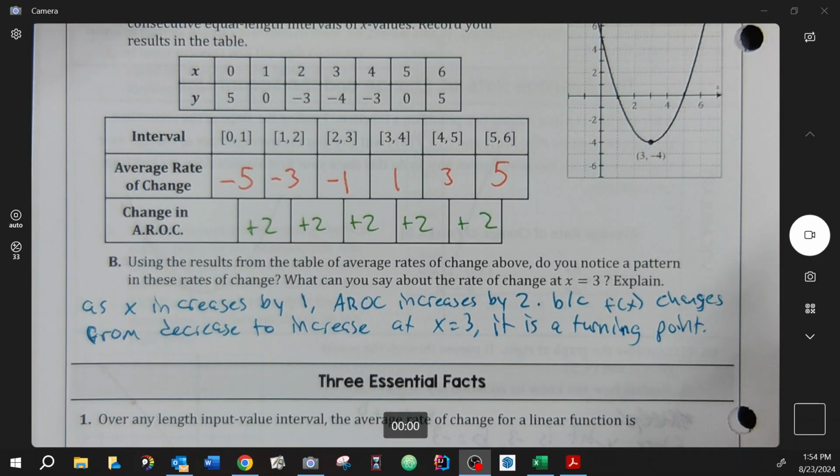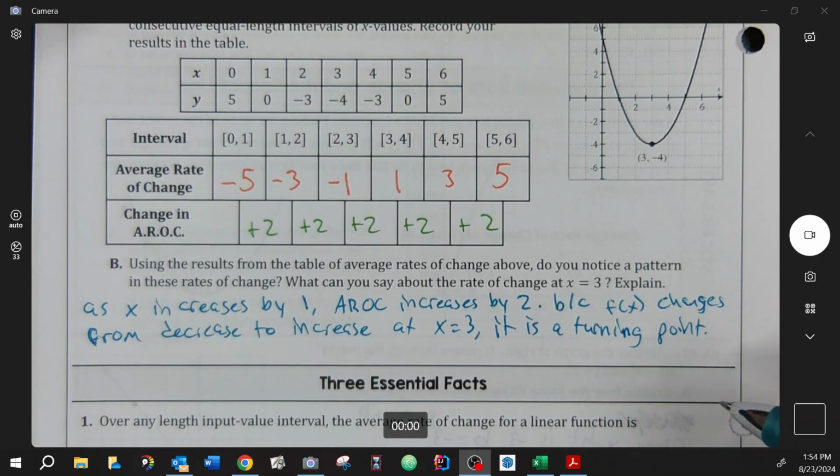So when you're decreasing, what kind of average rate of change do you have when you're decreasing? Negative. And what kind of average rates of change do you have when you're increasing? Positive. And if you're going to go from negative numbers to positive numbers, what must you always pass through? 0. That is why the instantaneous rate of change at x equals 3 is 0.